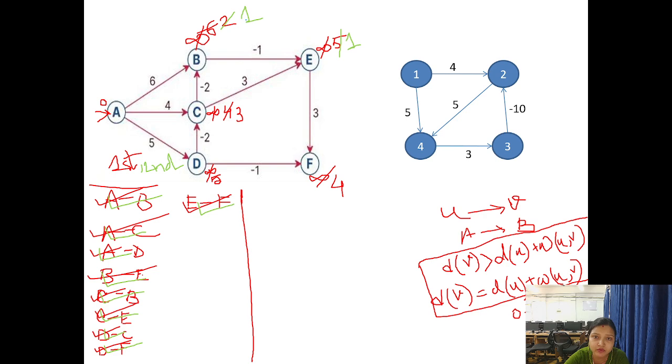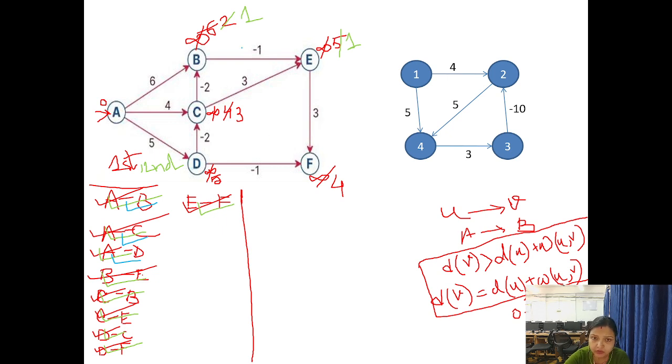So A to B was 1 and if we go this way, then 0 plus 6, so 1 is minimum, we will keep it as it is. Then A to C, it is 3 and 0 plus 4, so 3 is minimum, so no change. A to D, the distance is 5 and 0 plus 5 will be the same, so no change.